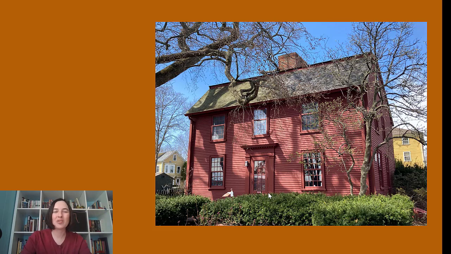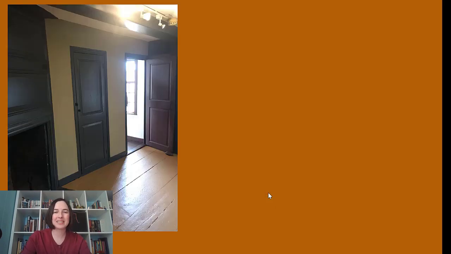This is the home that Nathaniel Hawthorne was born in, in Salem. Today, it's been moved to a location closer to the ocean, close to the House of Seven Gables, which we'll be talking about soon, so that all of those could be on the same property, and you can go and visit it today.